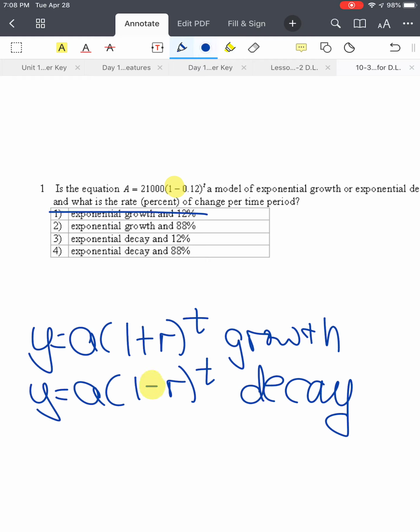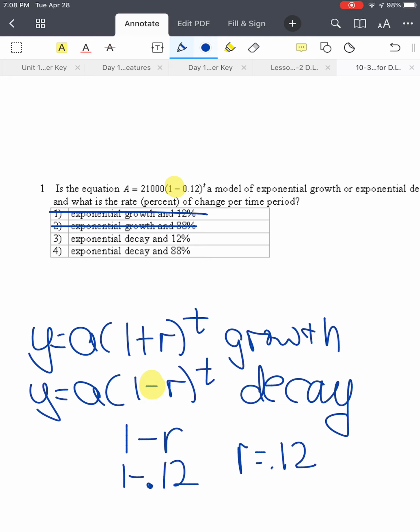So I can cross out choice 1 and I can cross out choice 2. I'm subtracting whatever the rate is. Okay, so it's 1 minus r. So 1 minus r, well, they're telling me that's 1 minus 0.12. So the r must be 0.12. That's the rate as a decimal.